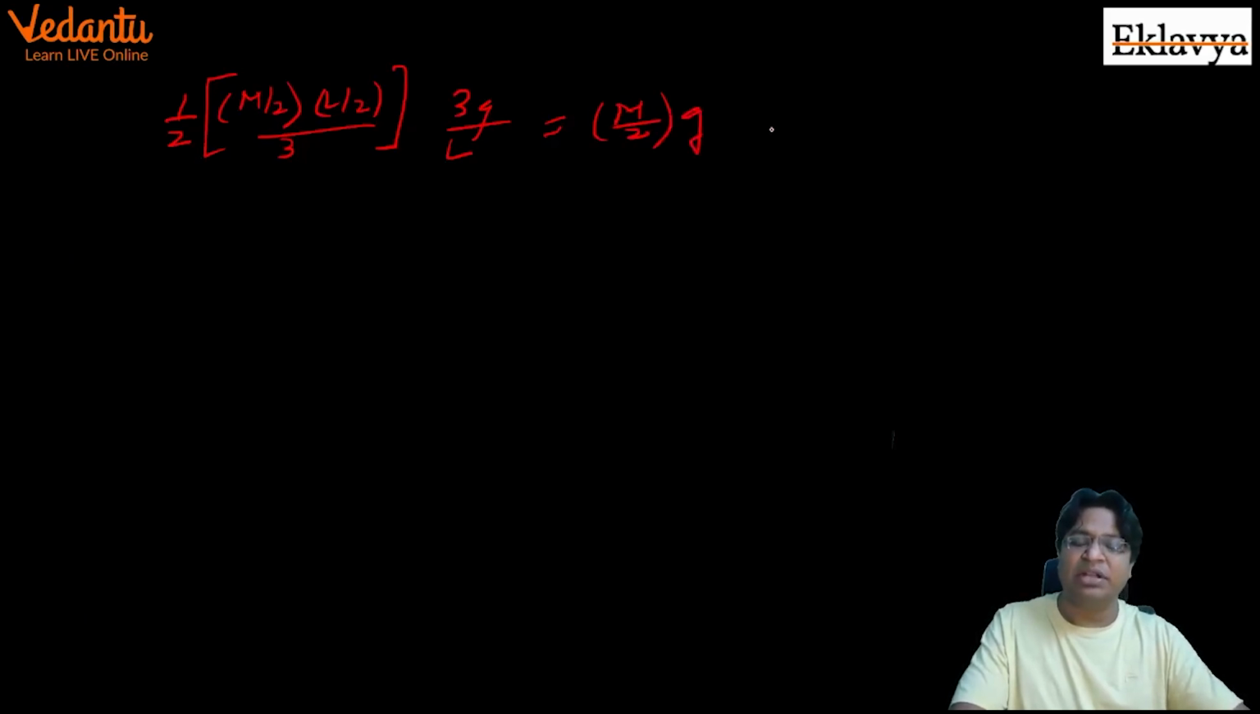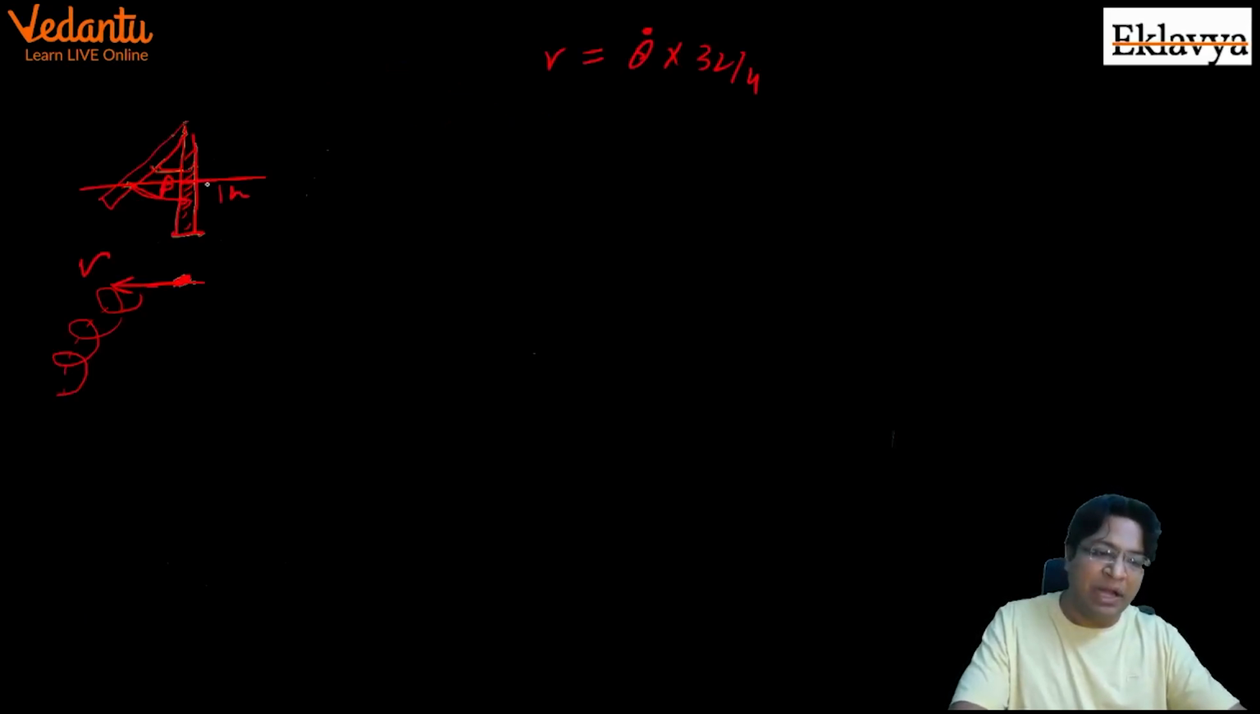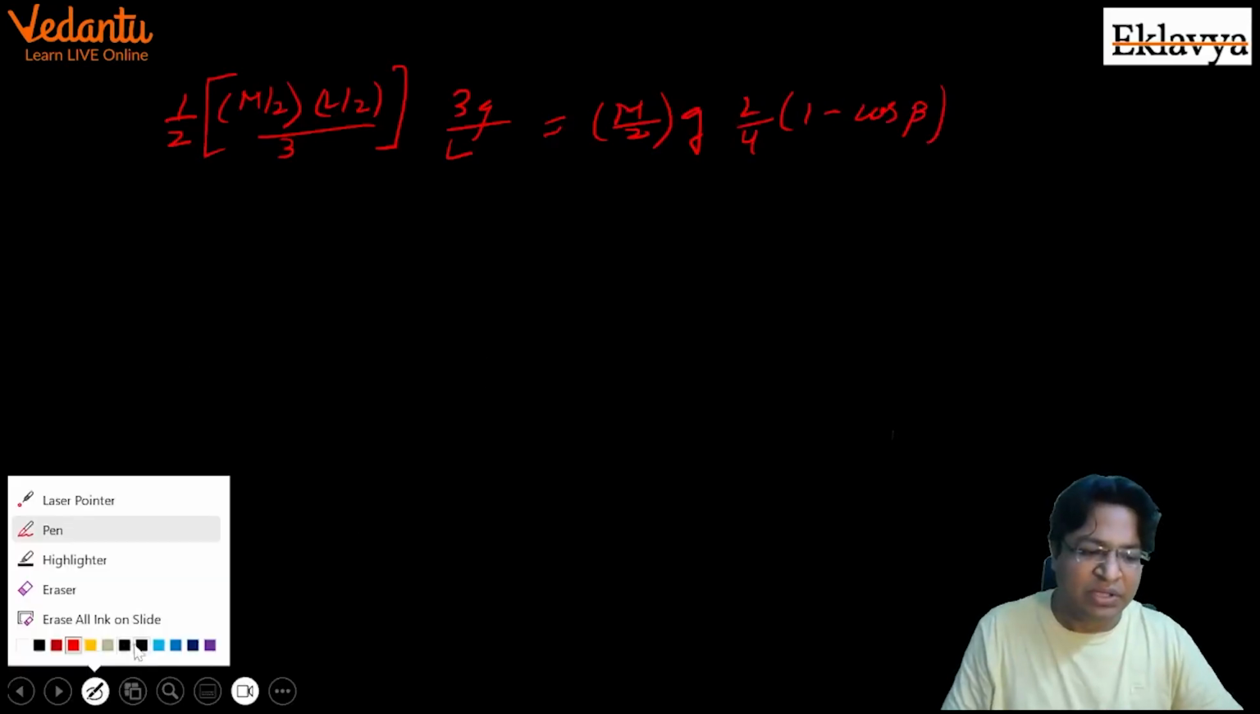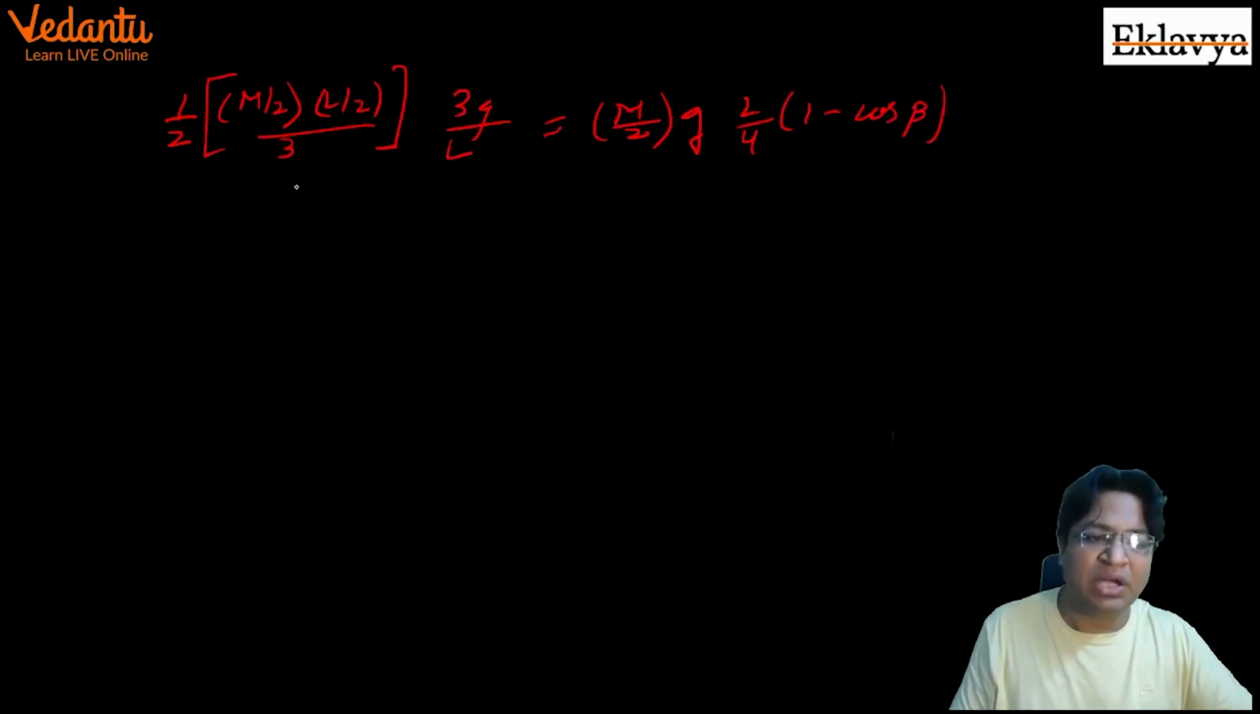This height can be written as L by 4 into 1 minus cos beta. So from here we'll get the value of beta. Let's start solving now. The 3 I can cancel from here, g I can cancel from here, this m by 2 entire thing can be cancelled, and L can be cancelled from here. So this becomes 1 by 4 is equal to L by 4 into 1 minus cos beta.